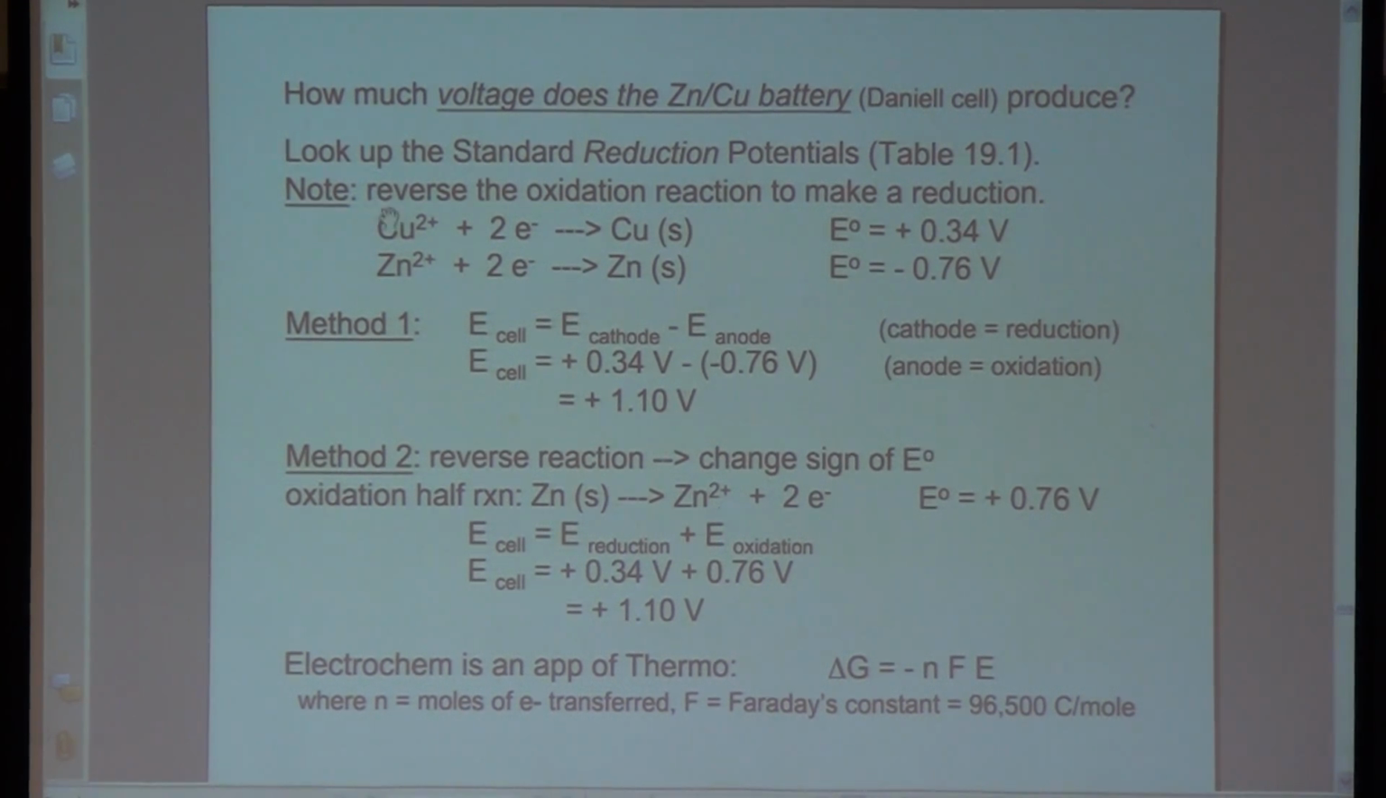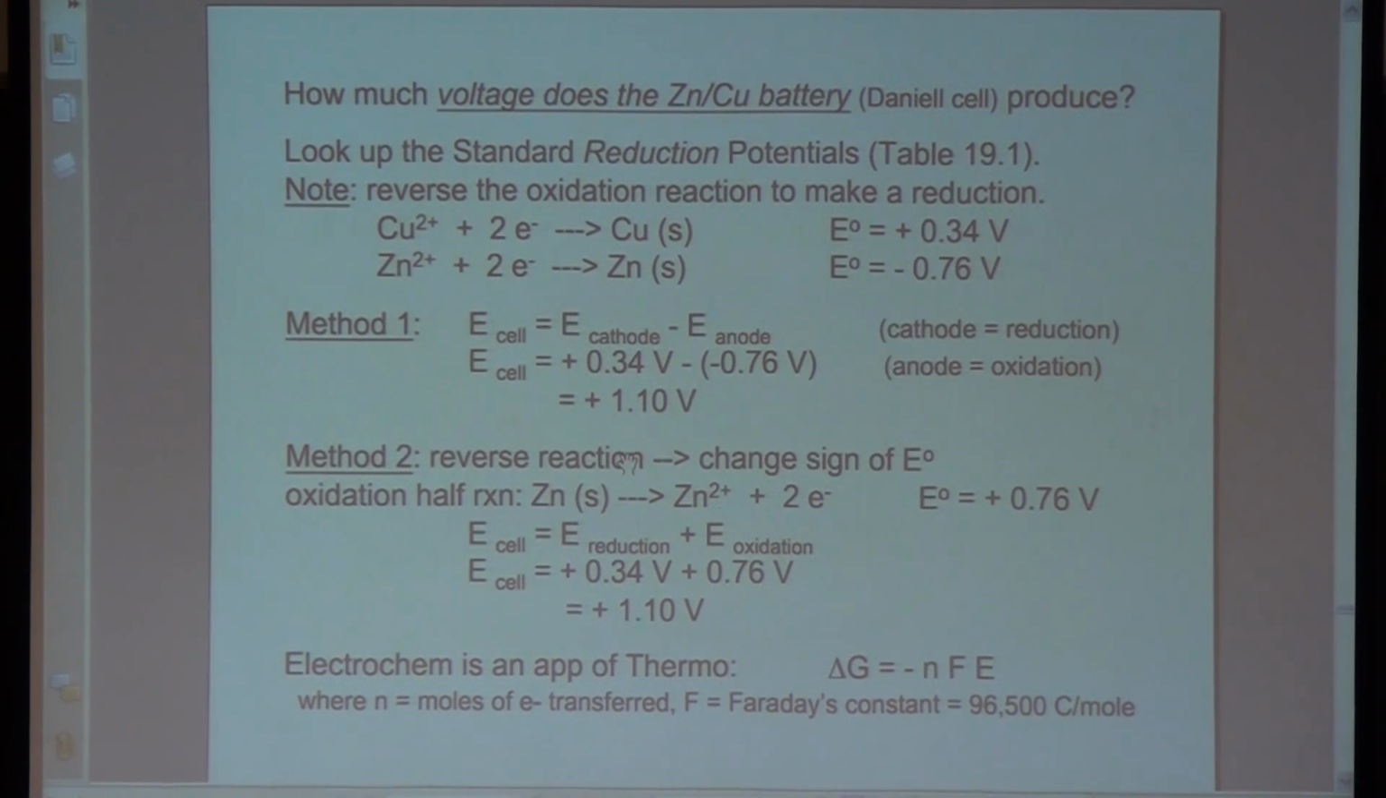This is the method from the book. They're saying that the cell voltage is equal to E cathode minus E anode. The cathode is the reduction reaction and the anode is the oxidation. So that'll be plus 0.34 volts minus a minus 0.76 volts. Note that the minus 0.76 volts is the reduction potential for the reaction which occurs at the anode. So plus 0.34 minus 0.76 is plus 1.1 volts.